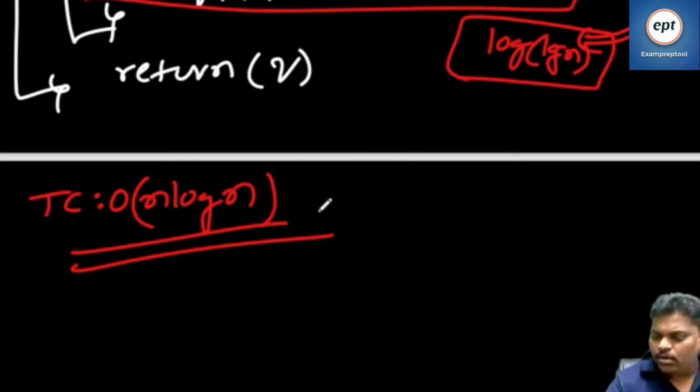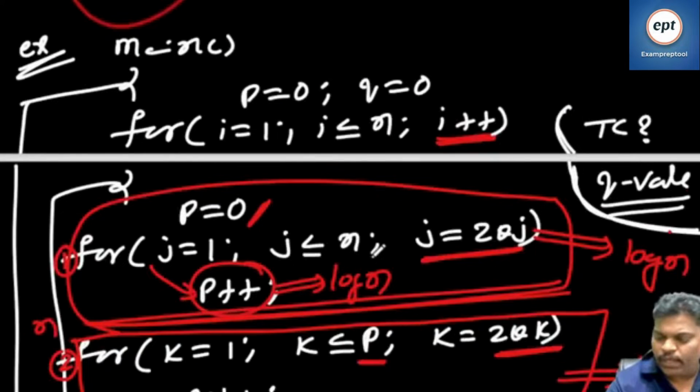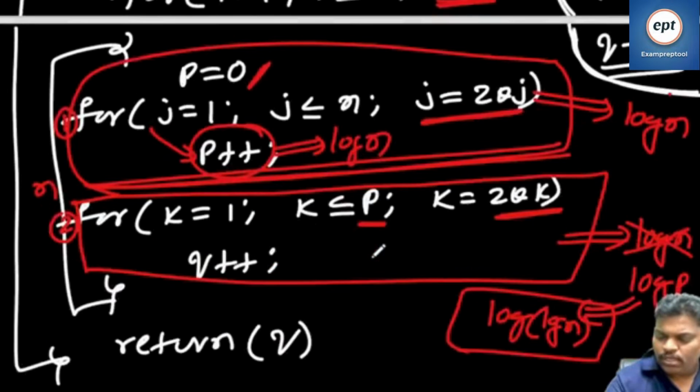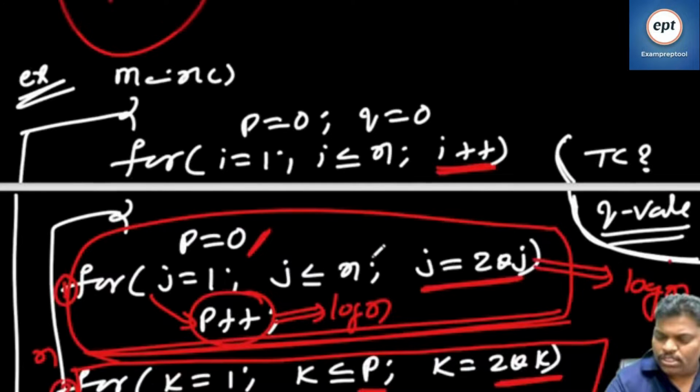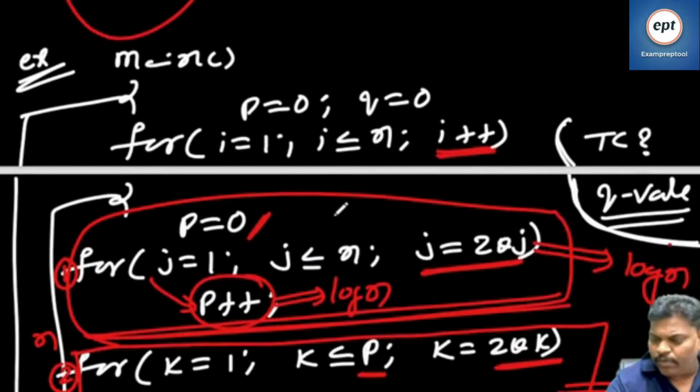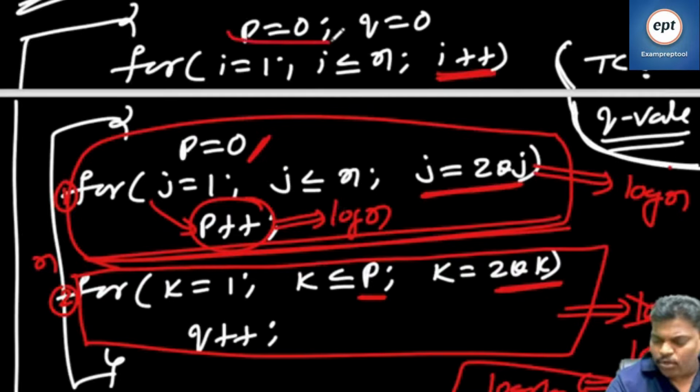Right? Now see the q value. Everyone listen, the q value. Initially, the p value and q value both are 0. At the end of the j loop, the p value becomes log n.